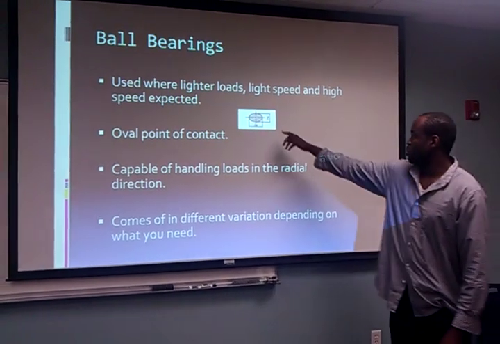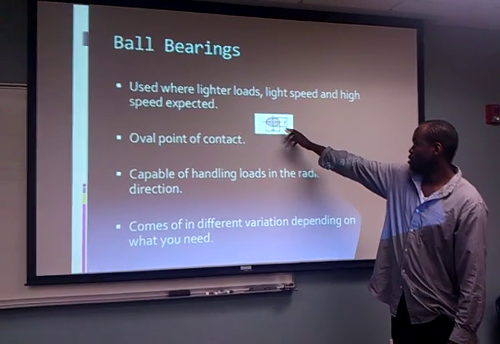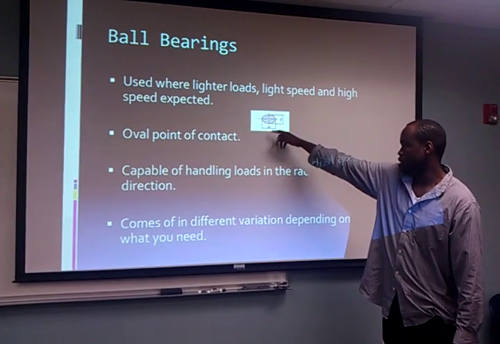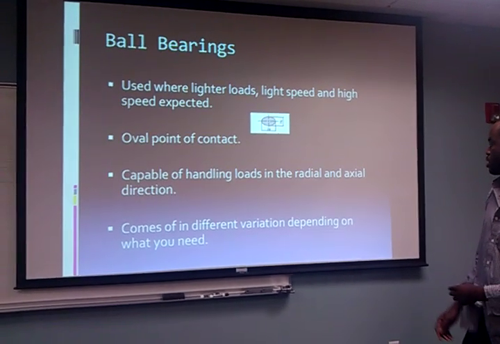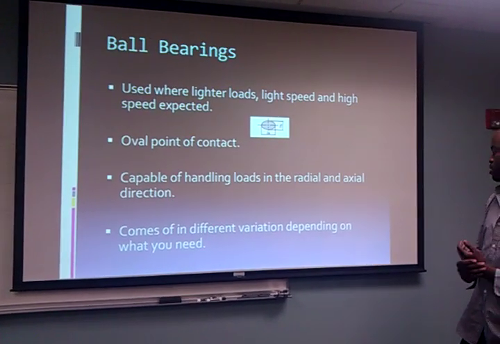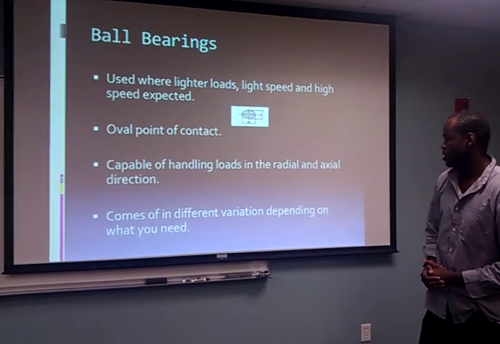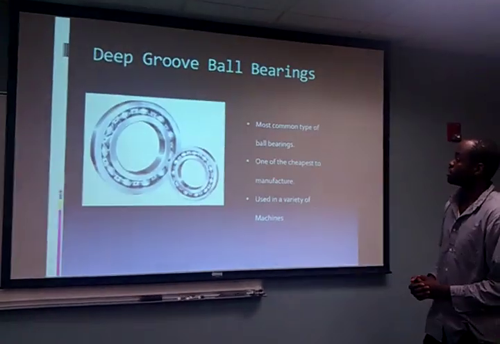And this is the point of contact for ball bearings. It's an oval point of contact. It is capable of handling loads in the radial and axial direction. It comes in different variations depending on what exactly you need.